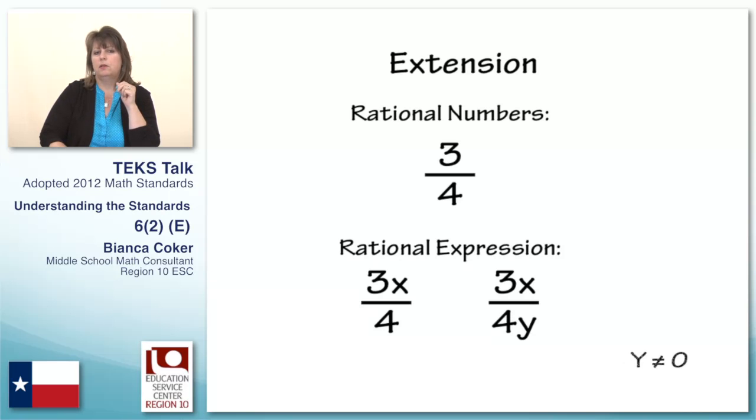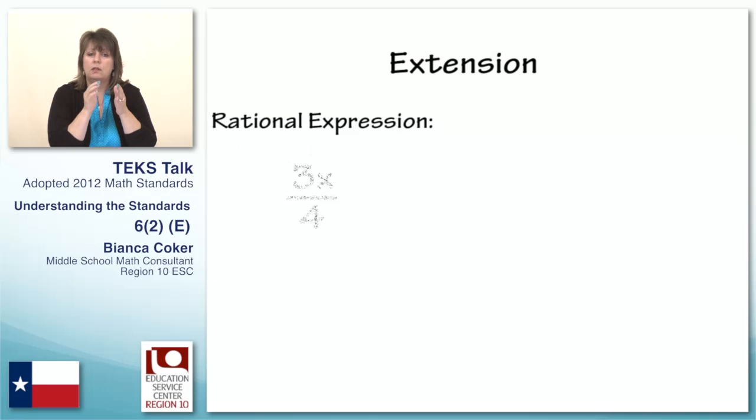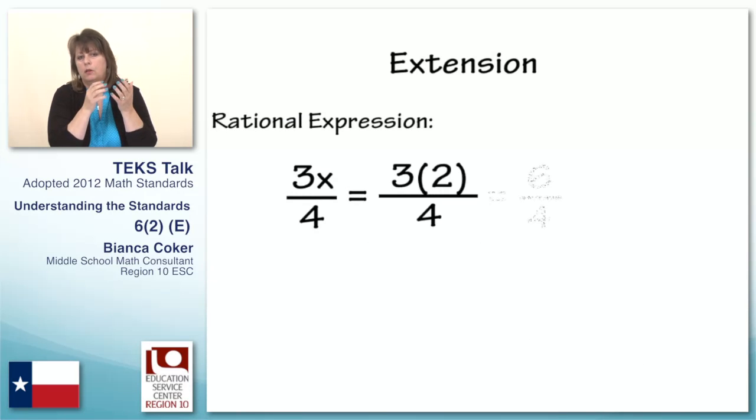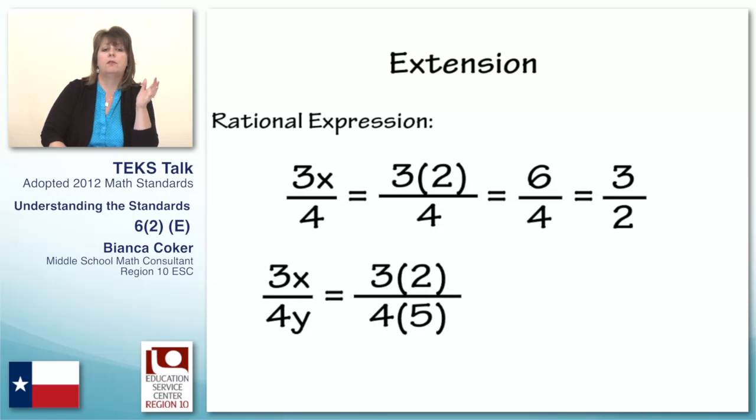Now, taking that a little bit further, it's a lot easier for students to understand these things if we give a value to what those variables are. So if we look at the first rational expression, 3x over 4, and we replace x with 2, that means we have 3 times 2 divided by 4, or 6 divided by 4, 3 halves, then that makes a lot of sense for students. And at this point, it becomes a rational number. But when we just had that x there and we weren't sure what x represented, it was a rational expression. And that other one, 3x over 4y, replacing x with 2 and y with, say, 5, we'll have 3 times 2 over 4 times 5, which is really 6 divided by 20, or 3/10.